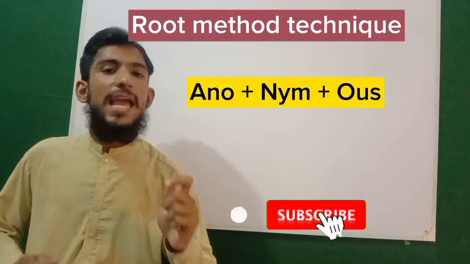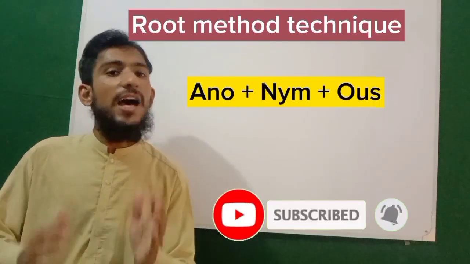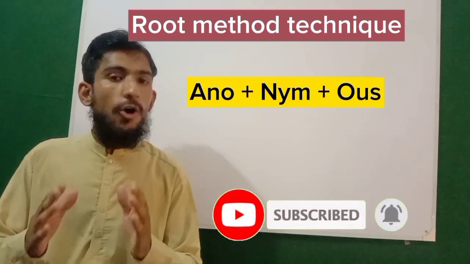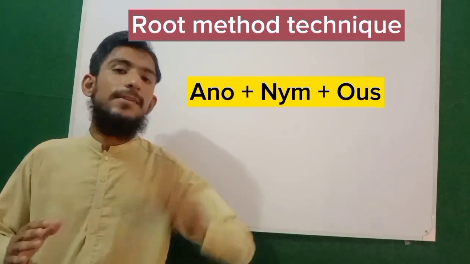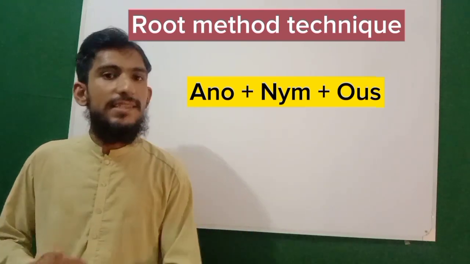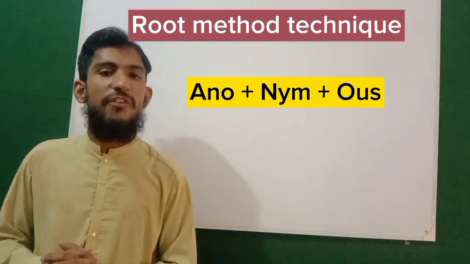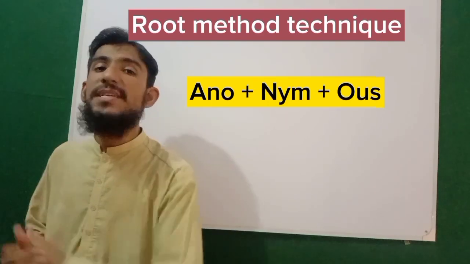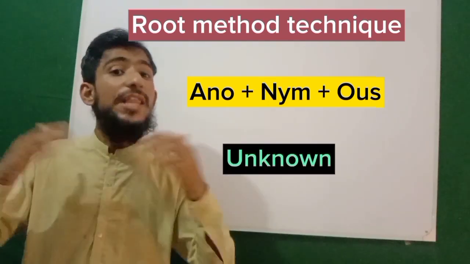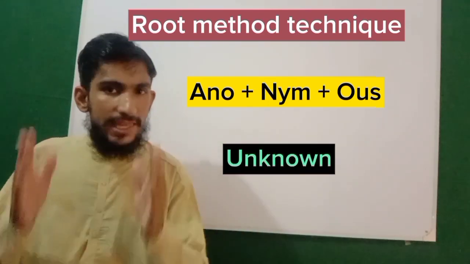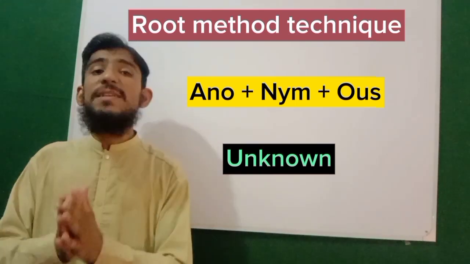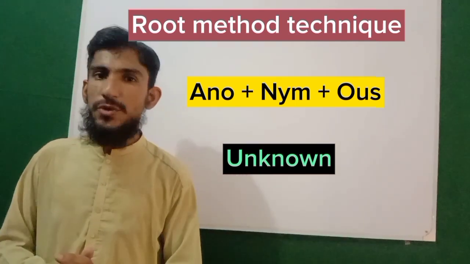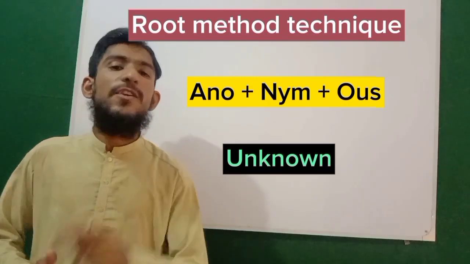Prefix ano and suffix us. So anonymous. From nym we have added ano, which is a prefix, and us, which is a suffix. So the whole word which you will be seeing on the board is anonymous, and anonymous means unknown. So nym means name and anonymous means unknown. So you have learned this word from the root word.